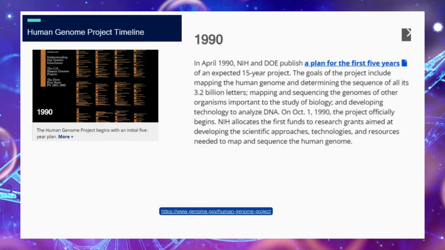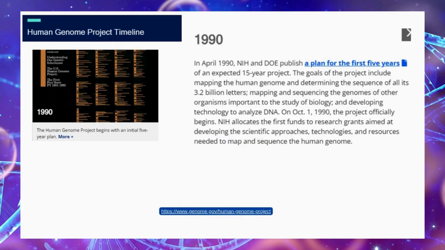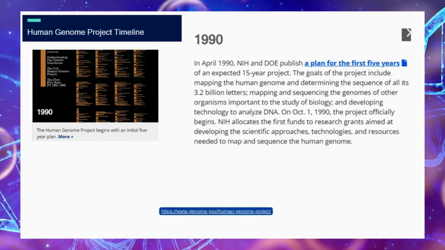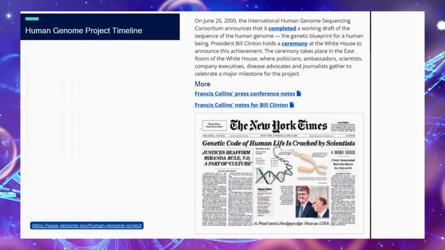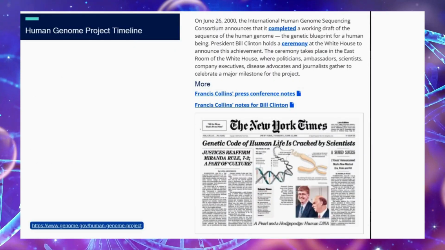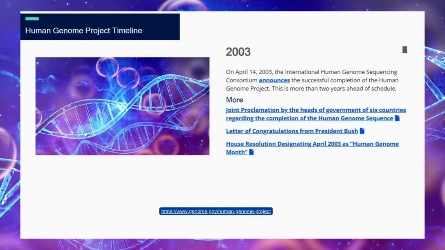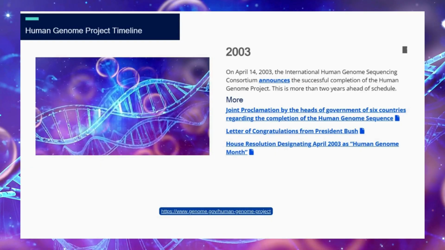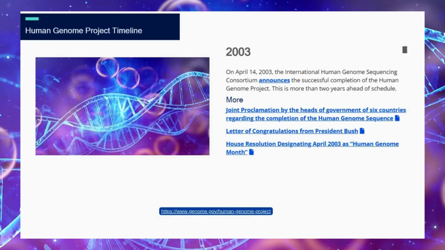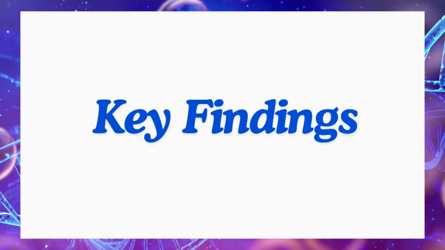1990: The Human Genome Project officially begins, with the Department of Energy and National Institutes of Health as primary funding agencies. 2000: A working draft of the genome is announced, showcasing the collaborative effort of international geneticists. April 2003: The project announces the completion of the essentially complete genome sequence, 2 years ahead of schedule.